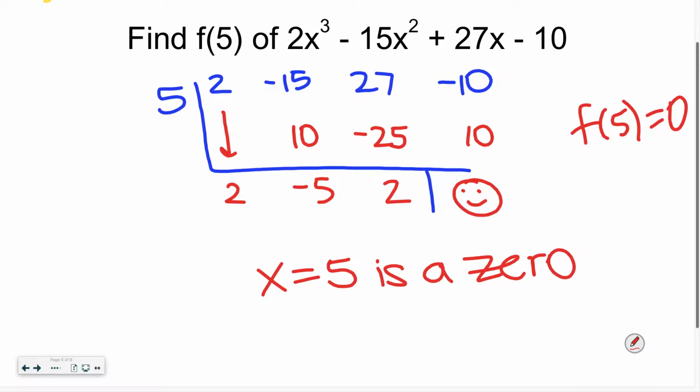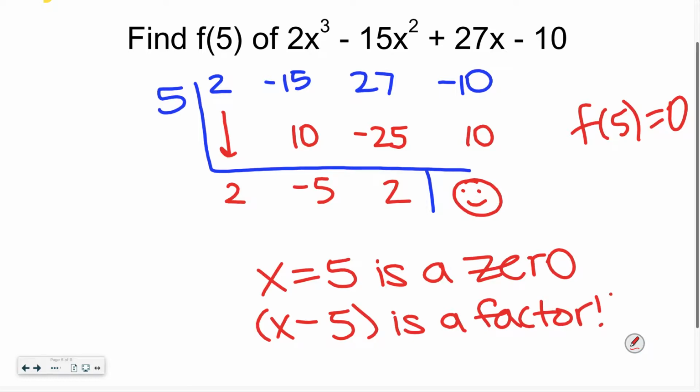Did we do division? What did we divide by? We didn't divide by 5, we divided by x minus 5. And x minus 5 divided evenly into our function, right? So we know that x minus 5 is a factor. Okay? When we get a remainder of 0, we know a 0. We know a factor. We can use both of those to help us.